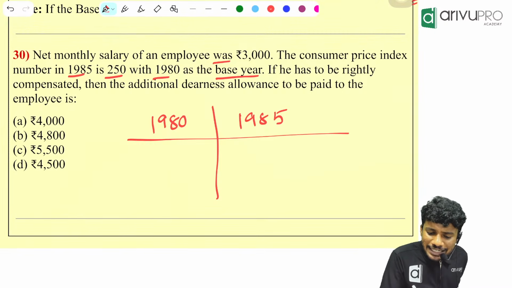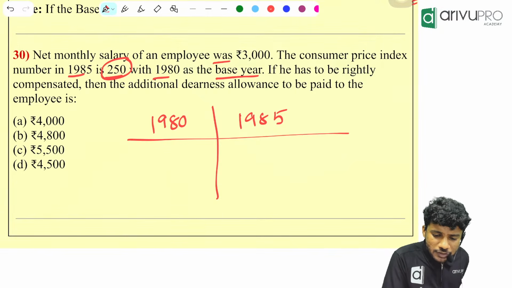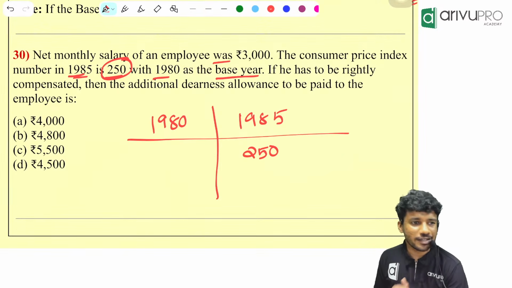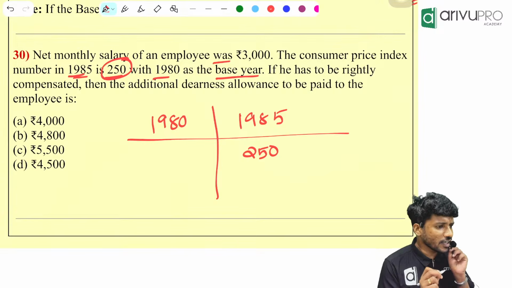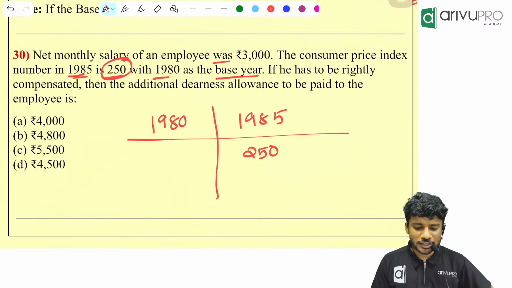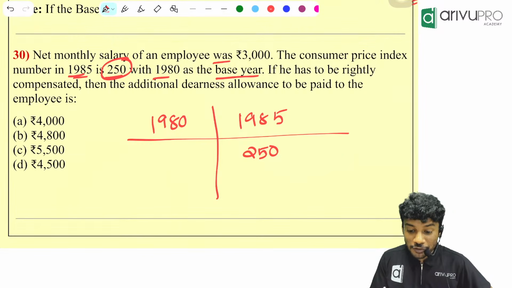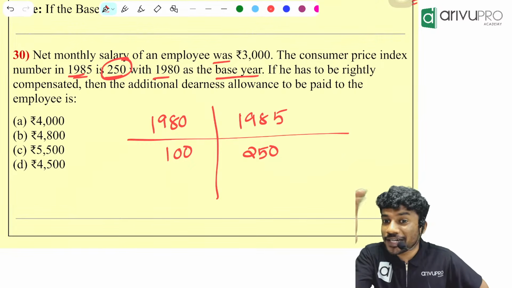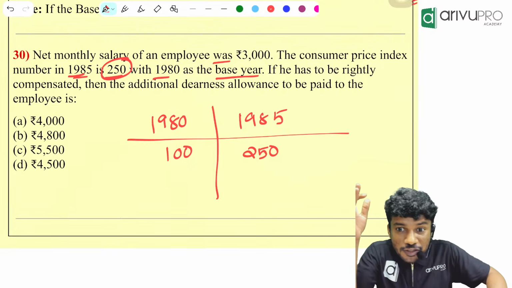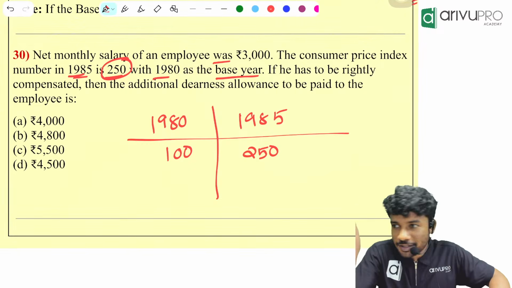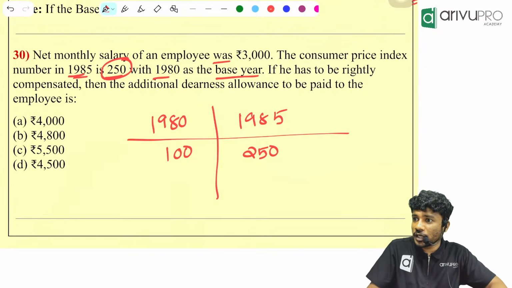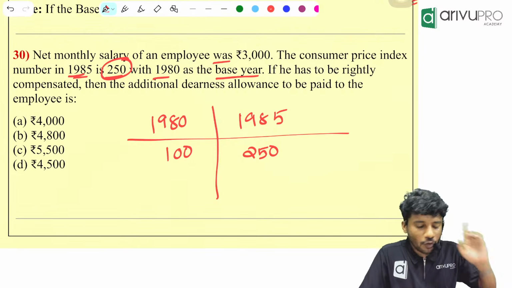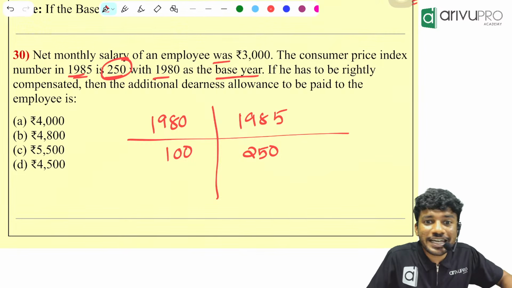Now, what is the index of 1985? 250 is the index number of 1985. Then, is the base year index given here or not? It is not given. So, you will assume it as 100. Make a note. Very important topic. If you don't assume it, you will never get the answer. Whenever the base year index is not given, you will take it as 100. Everyone clear with that? Yes.